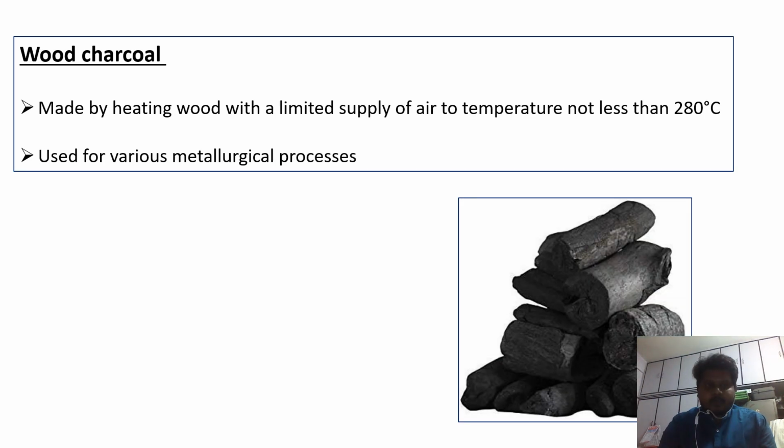The other type of coal is wood charcoal. It can be made by heating the wood with the supply of air and temperature not less than 280 degrees centigrade. Generally, it is used for various metallurgical applications. Here we can see wood charcoal in this figure.